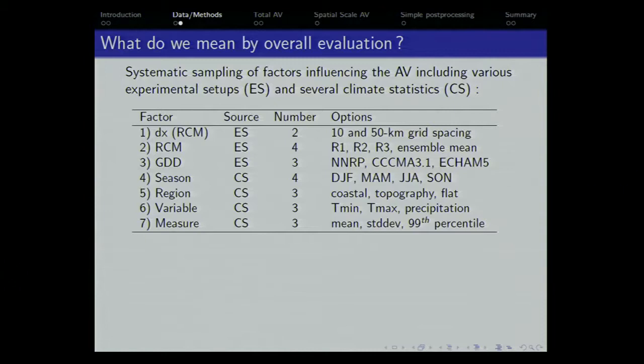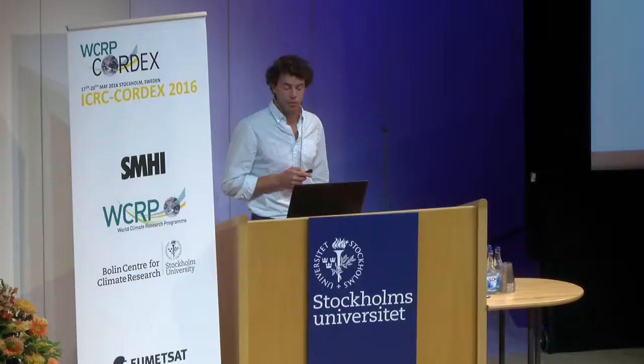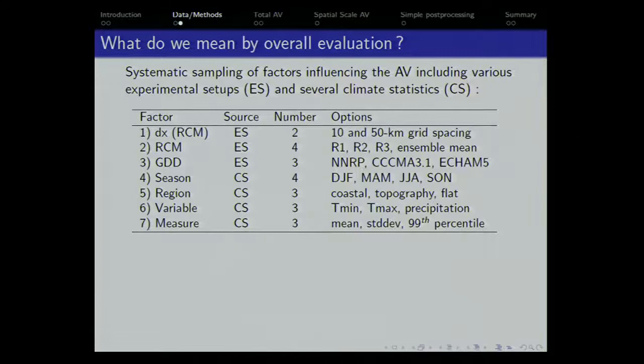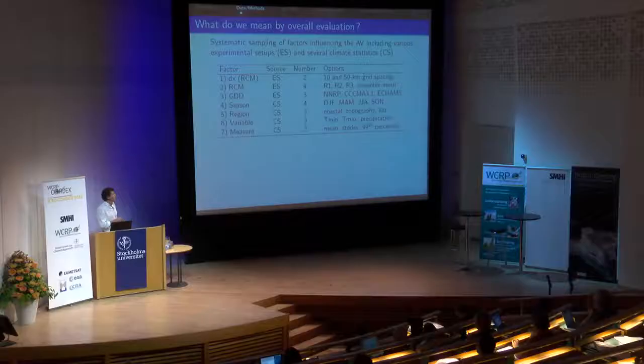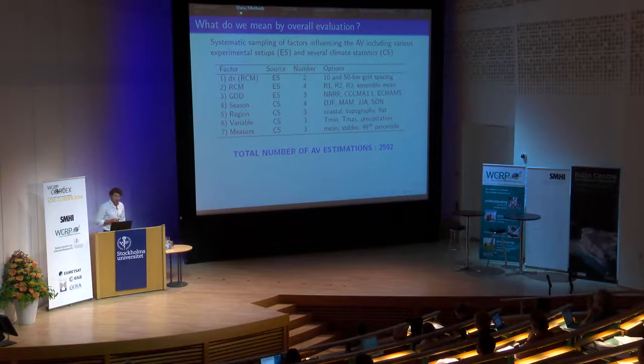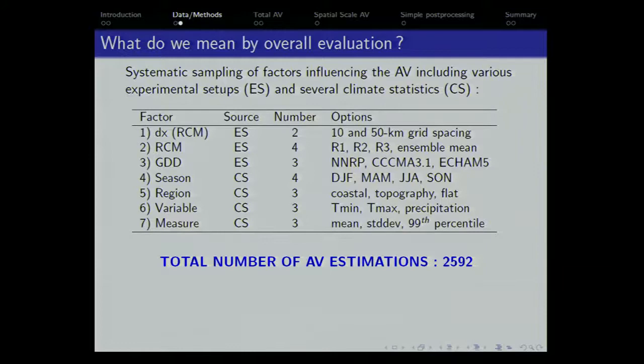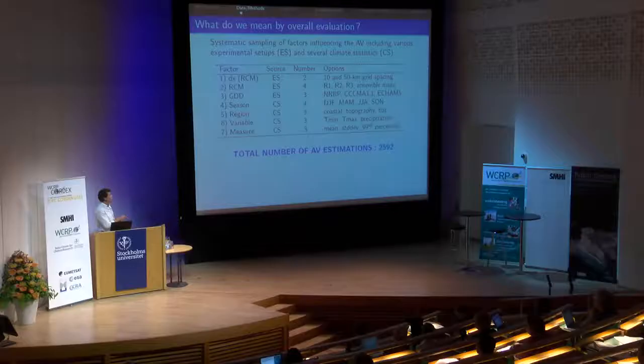We separate grid points into those that are close to the coast, those characterized by some complex topography, and those that remain, which we call flat. We consider three variables, and this is basically a limitation of the observations we have: minimum and maximum temperature and precipitation. Finally, we calculate three different statistics, trying to span the whole PDF in some way: the temporal mean, the temporal standard deviation, and the 99th percentile to see a little what happens with extremes. So in the end, for each metric, the mean square error and the correlation, we end up with 2,600 estimations of the added value, from all the combinations we can get from here.